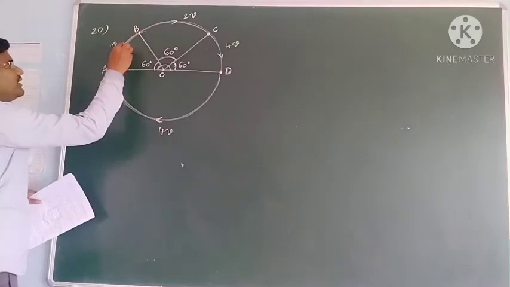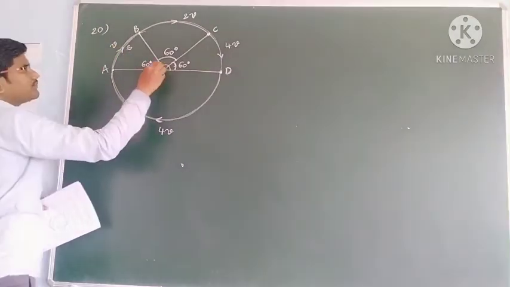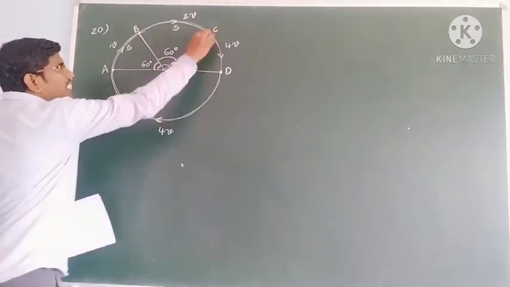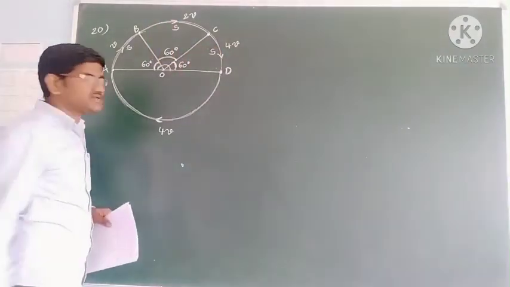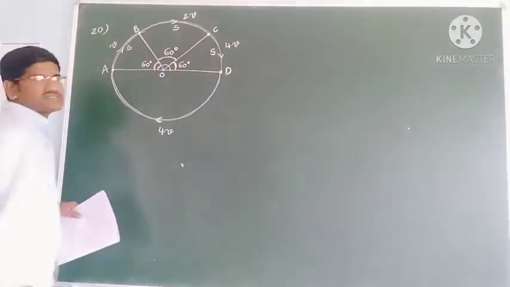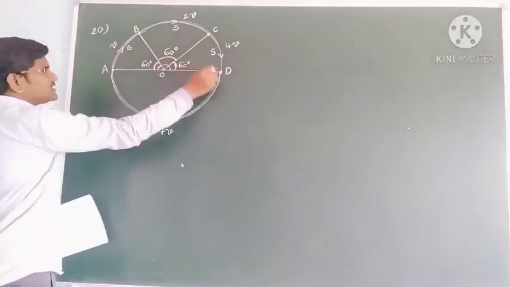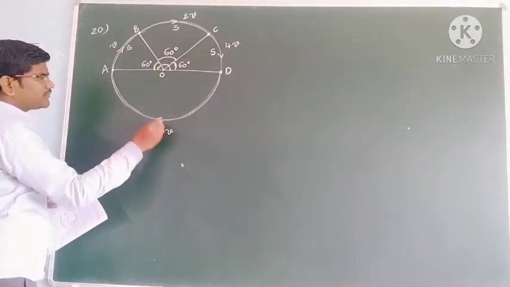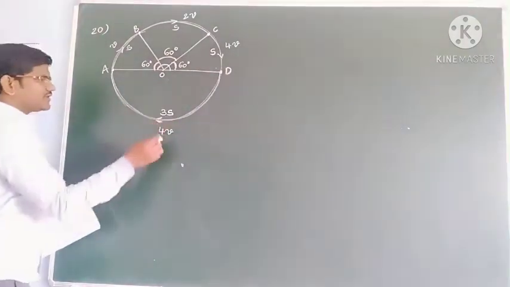If the length of arc A to B is S, because the 60 degree angle makes S, then B to C is also 60 degrees and makes the same distance S, and C to D, the same angle of 60 degrees, also makes the same distance S. So the distances are the same in the three cases. And D to A is half of the circle, 180 degrees, so the distance becomes 3S, with the speed of 4V.